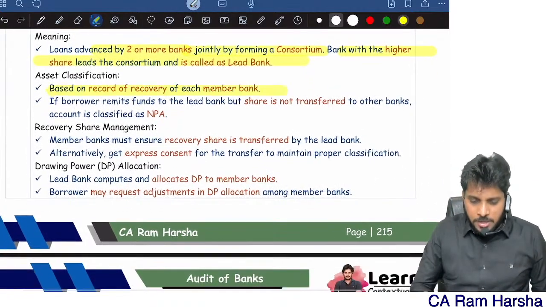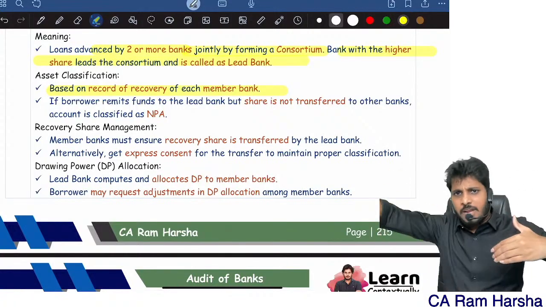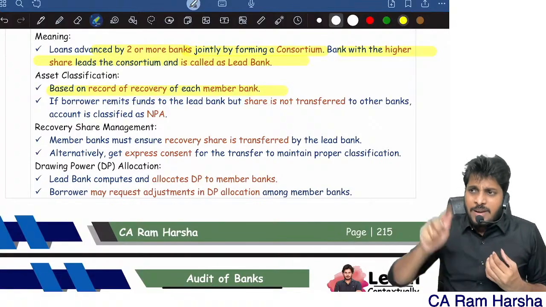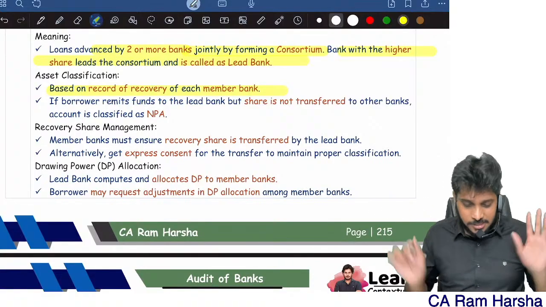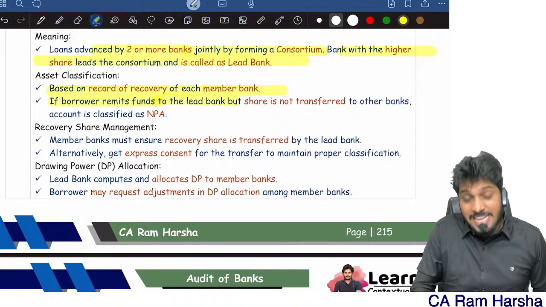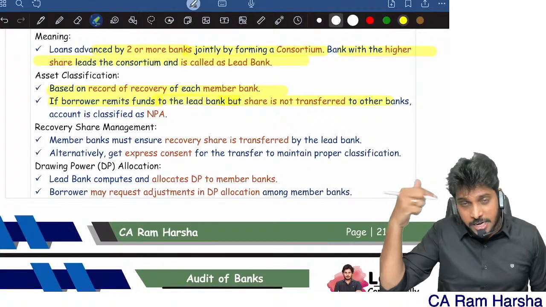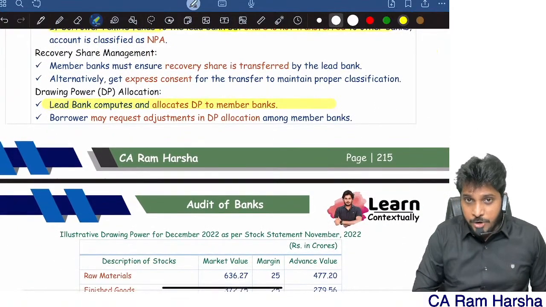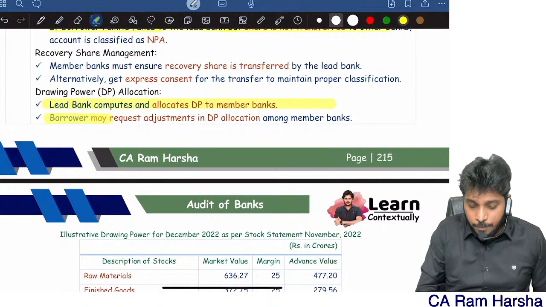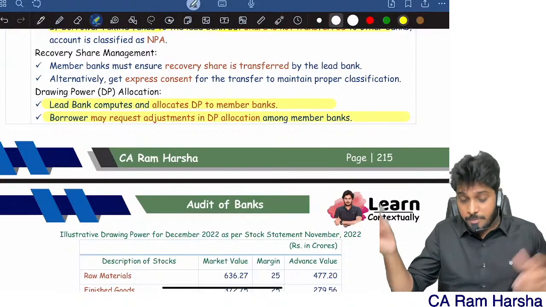In consortium loans also, each bank will get loan recovery from the borrower. So each bank will classify the borrower account based on its respective recovery. If the borrower remits funds to the lead bank, but the lead bank is not transferring them to the remaining banks, the remaining banks will treat the customer account as NPA automatically. So the lead bank will compute drawing power and allocate it to member banks. The borrower may request the lead bank to adjust the drawing power between the banks.